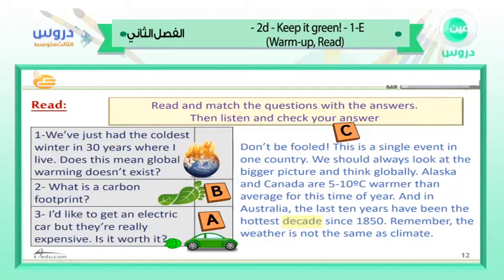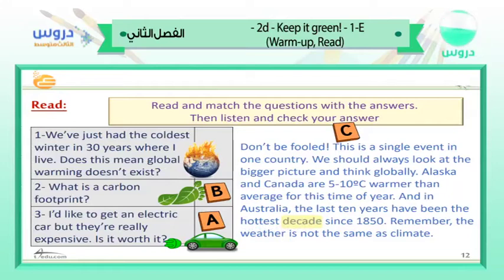Don't be fooled. This is a single event in one country. We should always look at the bigger picture and think globally. Alaska and Canada are 5 to 10 degrees warmer than average for this time of year, and in Australia, the last 10 years have been the hottest decade since 1850. Remember, the weather is not the same as climate.